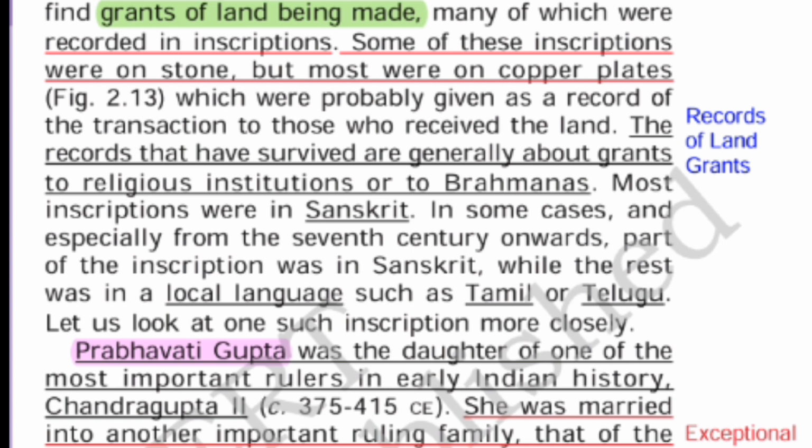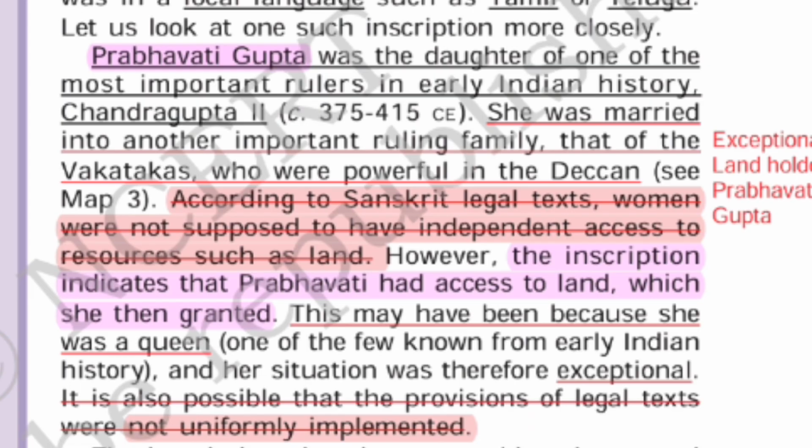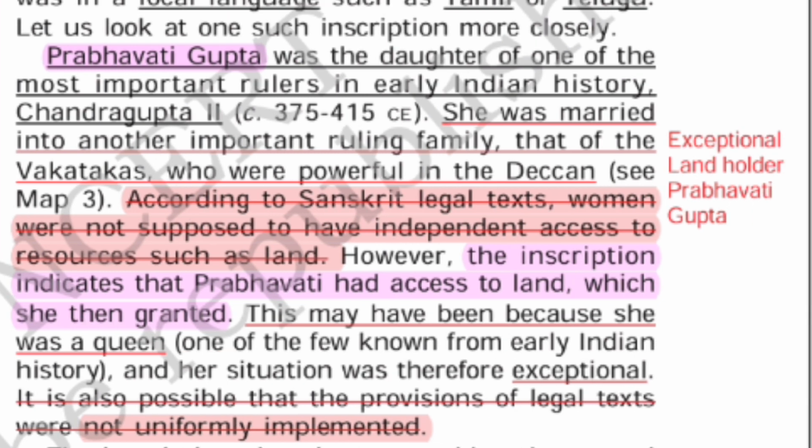Most of the inscriptions of land grants were written in the Sanskrit language, but many were also in local languages like Tamil and Telugu. According to the Sanskrit legal text, women were not supposed to have independent access to resources such as land. But these provisions of the legal text were not uniformly implemented, because we have evidence of an exceptional landholder, Prabhavati Gupta. Prabhavati Gupta was the daughter of Chandragupta II and she was married to another important ruling family, the Vakataka of the Deccan. Inscriptions indicate that Prabhavati had access to land which she then granted.